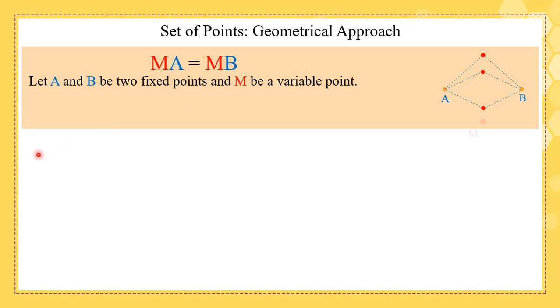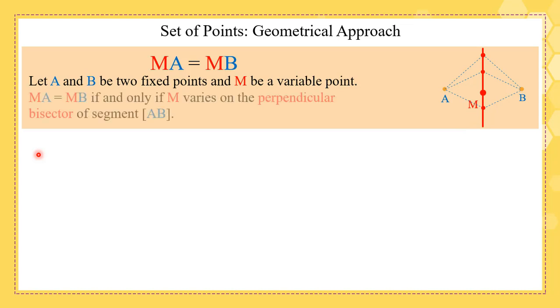We can see from here that M moves somewhere here and it moves on this line. So first we can tell that M moves on a straight line. Now what do we know about this straight line? We can see that MA is equal to MB if and only if M varies on the perpendicular bisector of segment AB. So this line is nothing but the perpendicular bisector of segment AB.